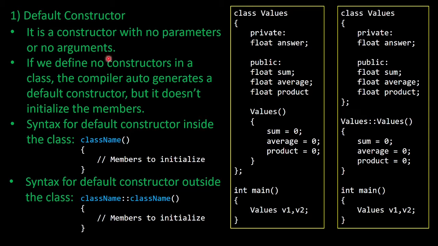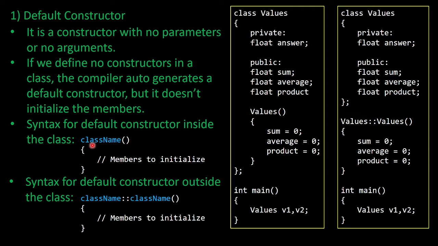First one is default constructor. This constructor has no parameters or no arguments. If we define no constructors in a class, the compiler auto generates a default constructor, but it doesn't initialize the members. So this is the syntax for default constructor.